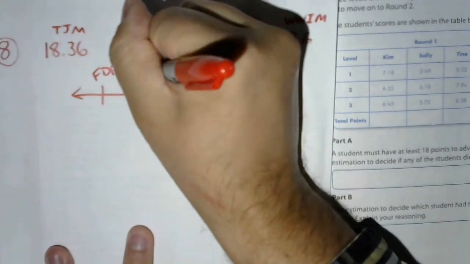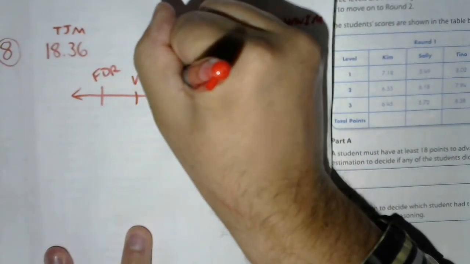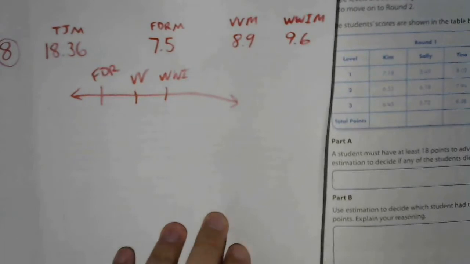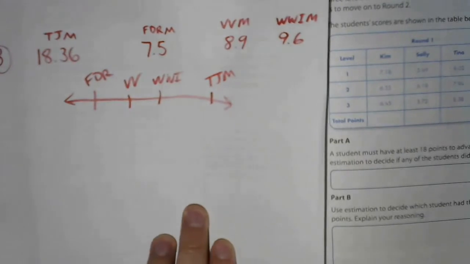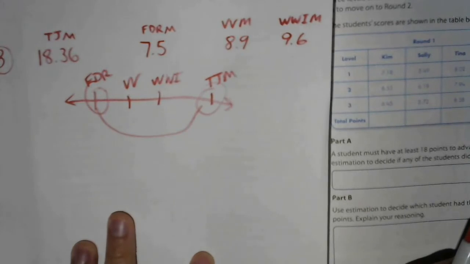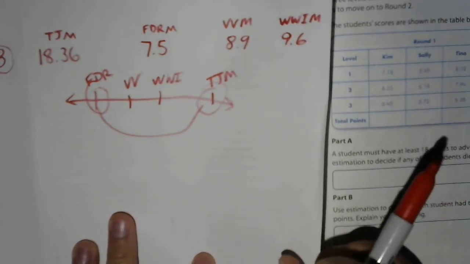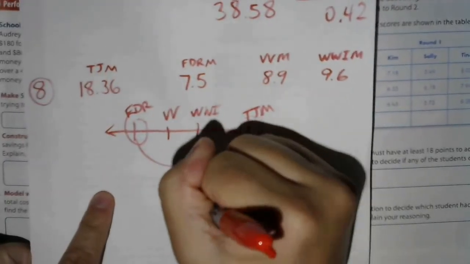Next, I'm going to have the Vietnam Veterans Memorial at 8 and 9/10. The World War I Memorial is at 9 and 6/10, and then way far ahead is the Thomas Jefferson Memorial, and that one is at 18 and 36. So really the ones that are going to have the furthest distance between them are the FDR and the Thomas Jefferson Memorial. Now what's kind of neat about this is that we can explain that using the logic that we had. We also could explain it by doing the math, by actually subtracting and using some hard number evidence. So let me just show you how we can do that.